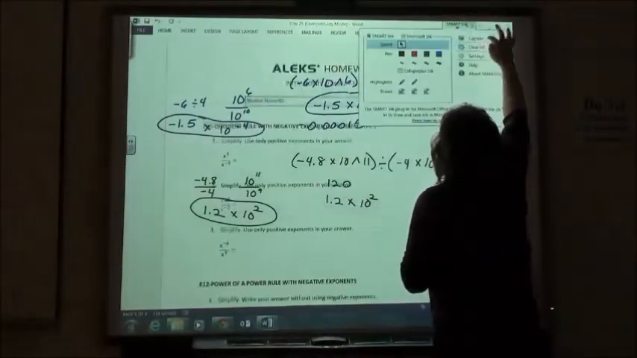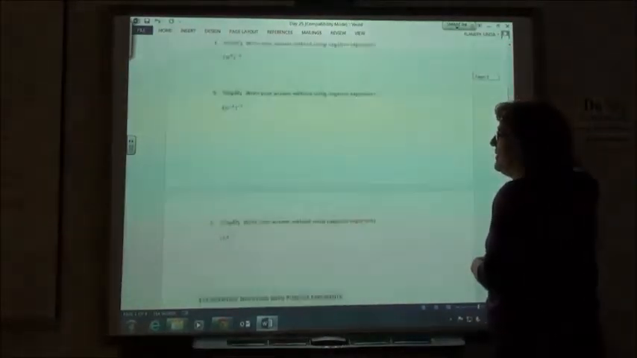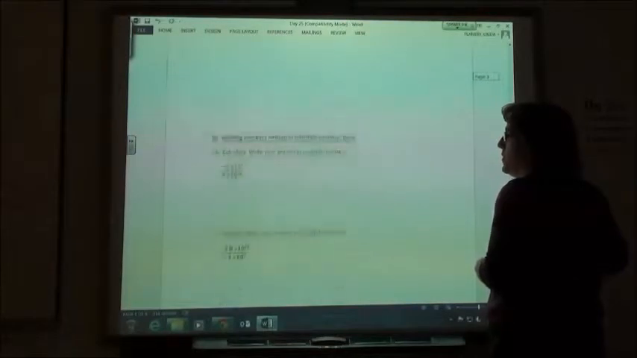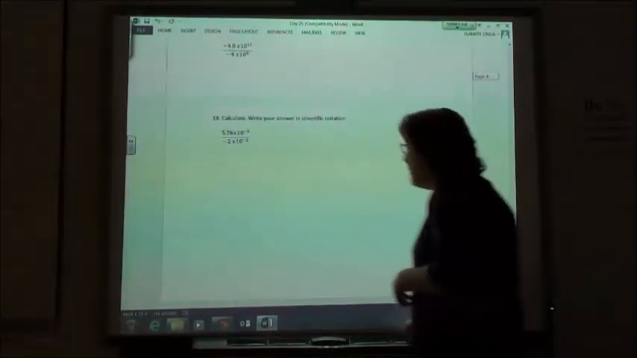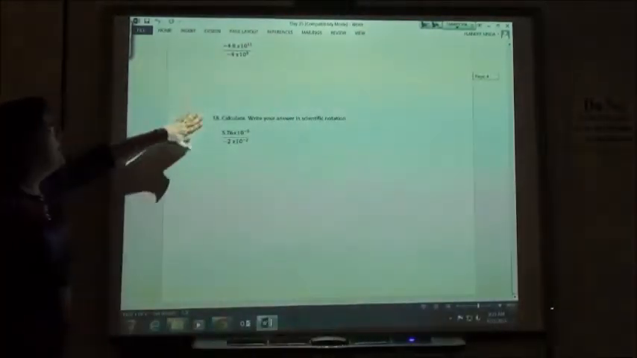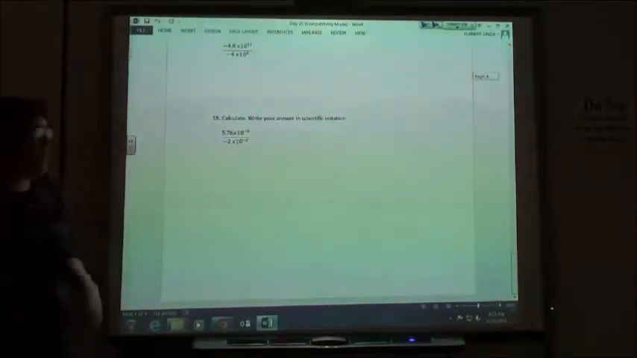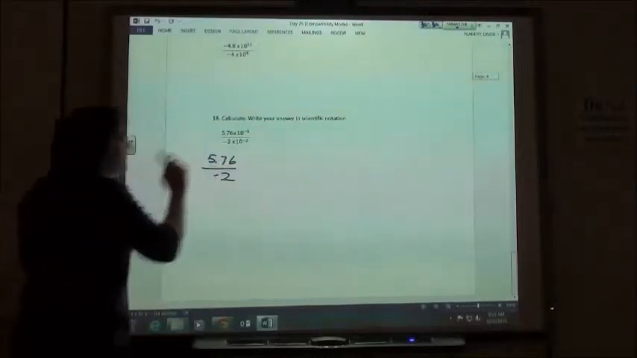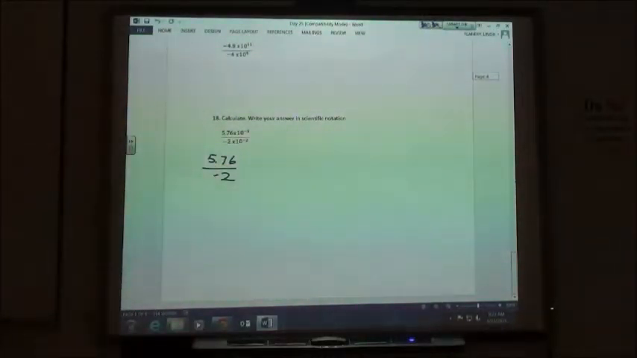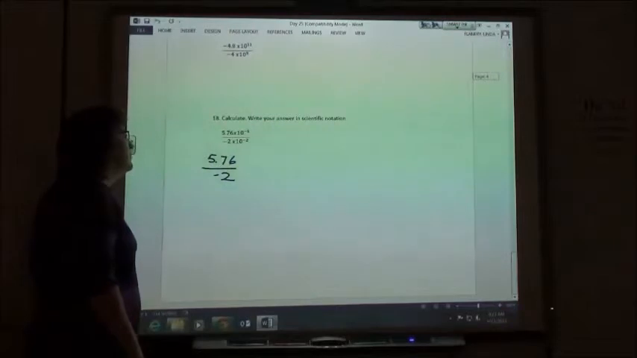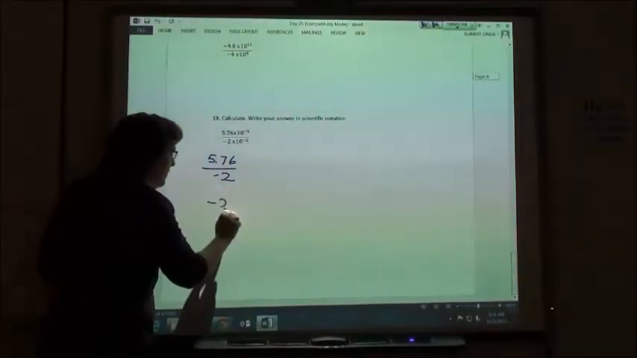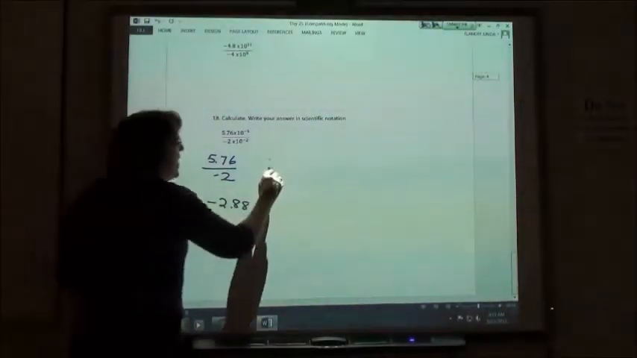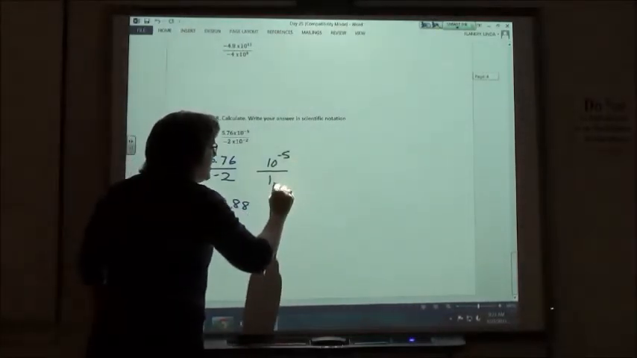Move the board up here for number 18. So number 18, if I do this one using supposedly their shortcut, if you take 5.76 and you divide that by negative 2, you would get negative 2.88.